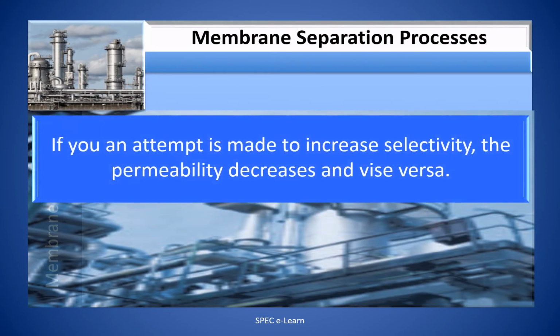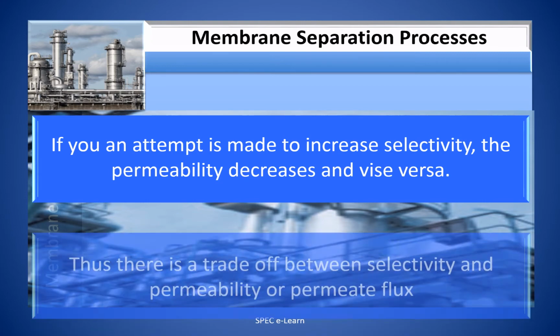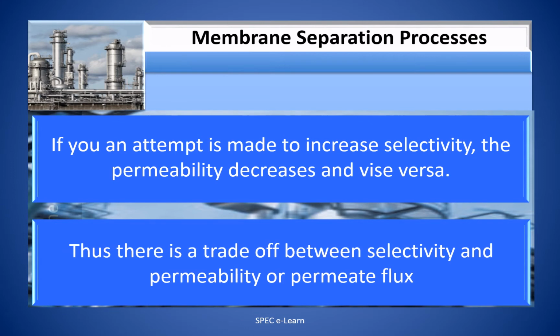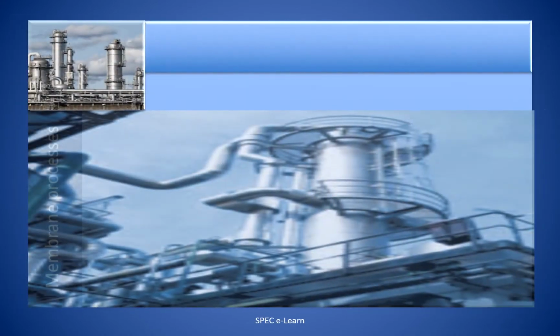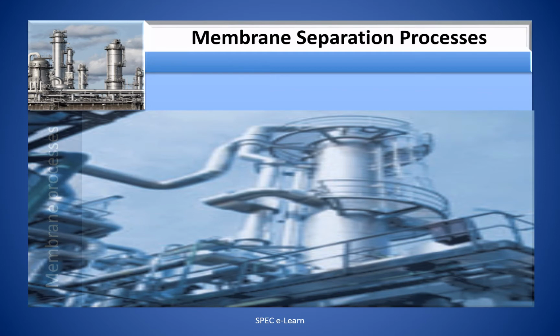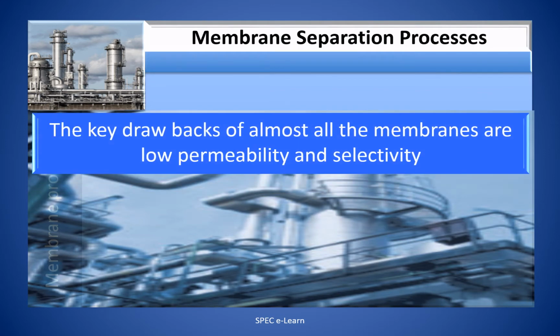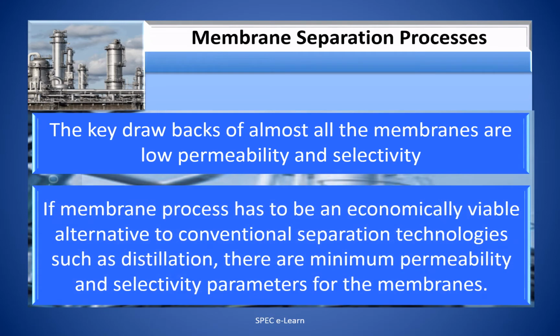If an attempt is made to increase the selectivity, the permeability will decrease and vice versa. Thus, there is a trade-off between selectivity and permeability or permeate flux. The key drawbacks of almost all membranes are low permeability and selectivity. If a membrane process has to be an economically viable alternative to conventional separation technologies such as distillation, there are minimum permeability and selectivity parameters for the membranes.